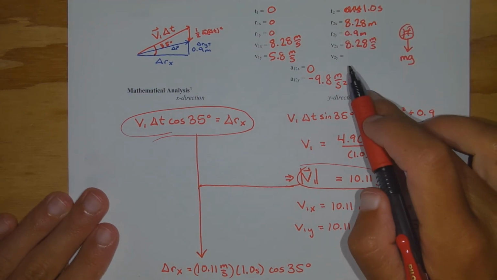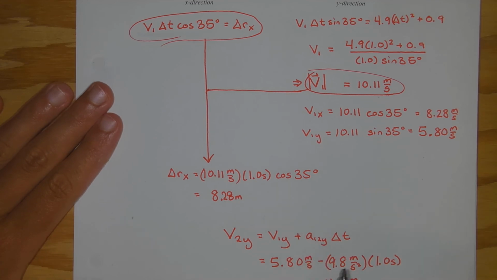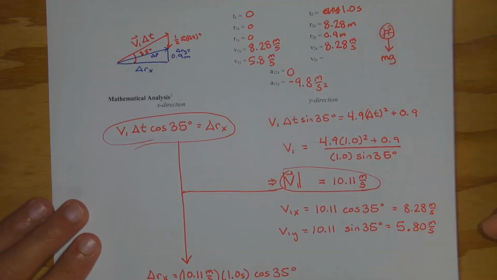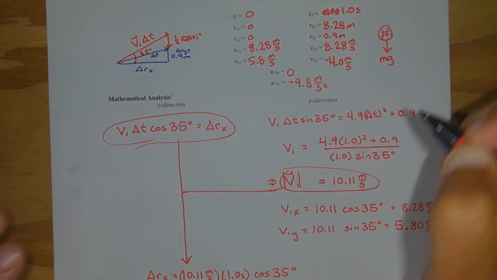And finally, we have to find v2y, which we can use our velocity kinematic equation for. So v2y is equal to v1y plus a12y times delta t. Plug in our numbers, and we get for that -4. So we can take that, put it in our table, and we are done.